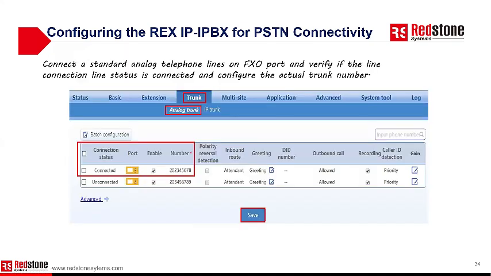Next one is for the analog trunk. You simply connect the standard analog telephone lines on the FXO port, then go to trunk, analog trunk. Then the connection status will show here that it is already connected. We also recommend that you put the actual trunk number as well. Then you need to click save.